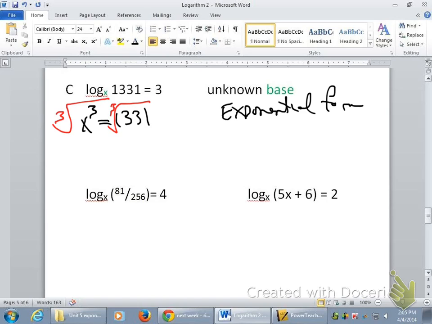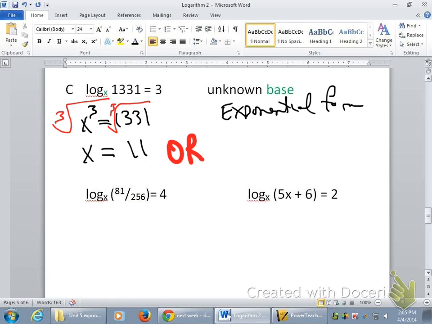And how do you do that in your calculator? Go back to your math button. Math. And there's a 3rd root. All right. So what's the 3rd root of 1331? 11. It's 11.